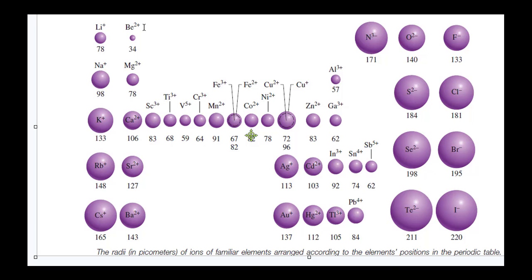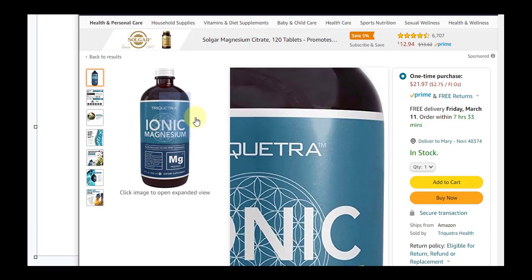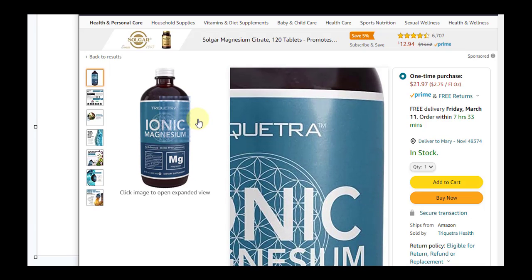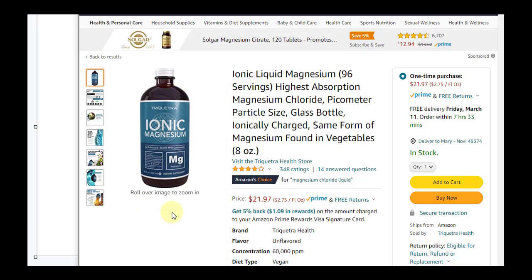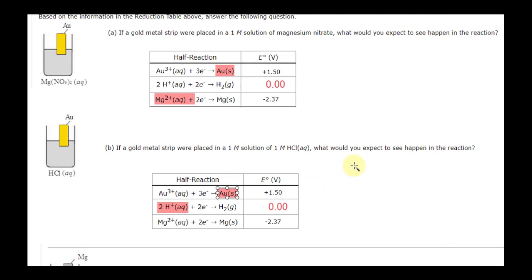Let's get back to that ad. And it's ionically charged. Of course, you know, magnesium has a charge of +2. They're basically just selling magnesium ions in solution. And in this case, they're charging us $22 for a solution of magnesium chloride. We're going to go back to another solution that you can buy when we get to the next part of the problem. A, nothing happens because gold is not going to oxidize. B, nothing's going to happen. Gold is not going to oxidize. Take it from a touchstone.